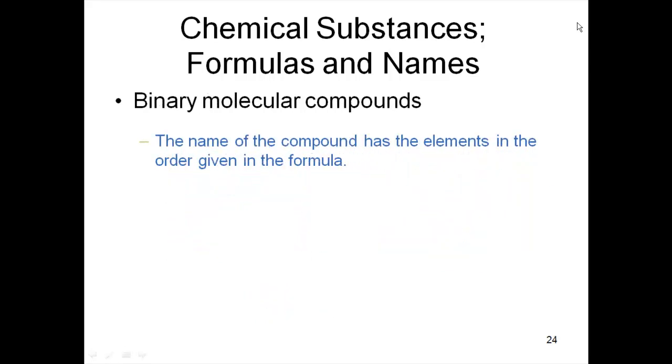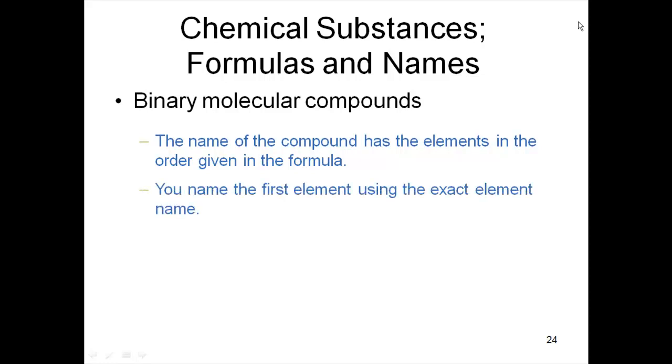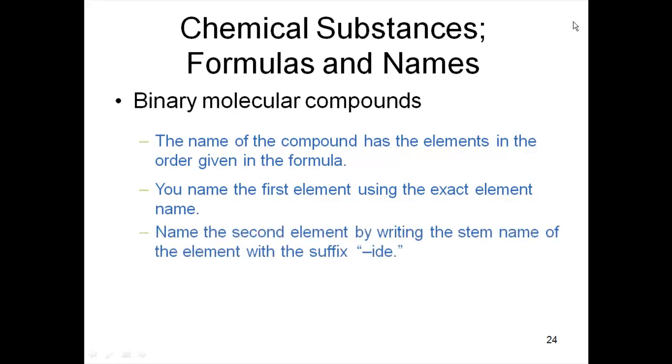The name of the compound has the elements and the order given in the formula. So as I said, that's not an issue for you. You name the first element using the exact element name, just like we did with the ionic compound. You name the cation with the name of that species in ionic, and we do the same thing with the molecular. We name the second one the same way we did with the ionic compound, with the IDE on it. No problem there, exactly the same.